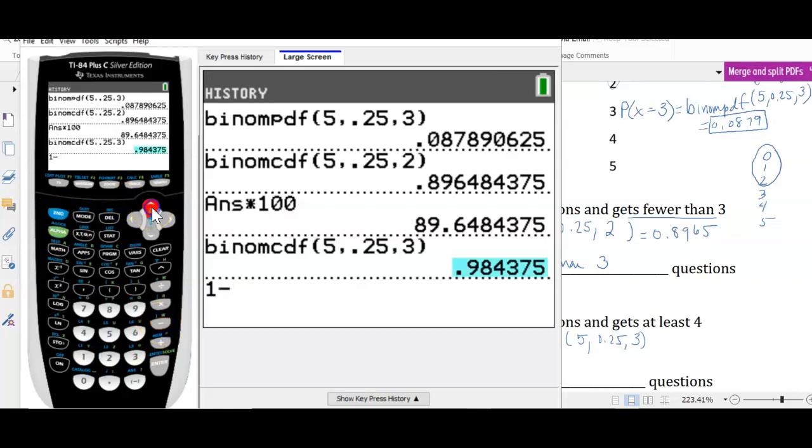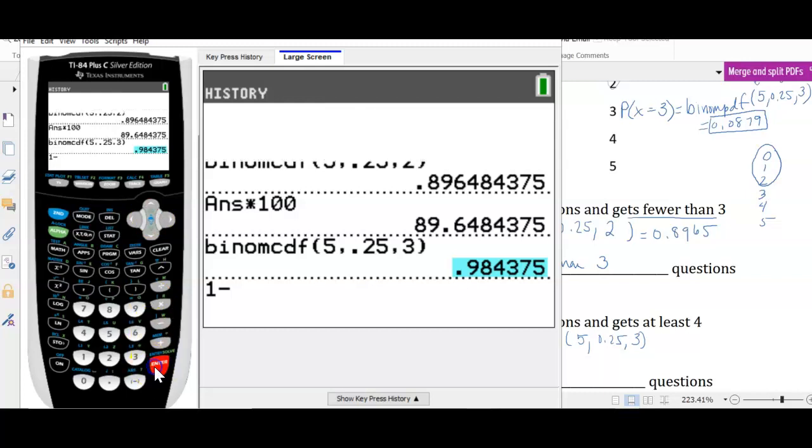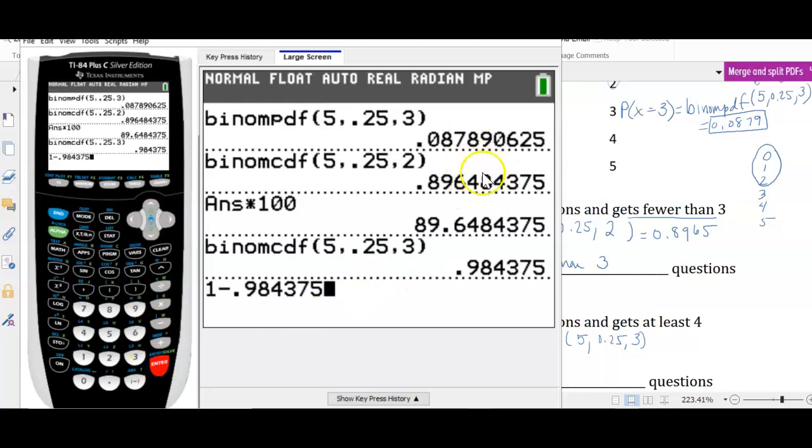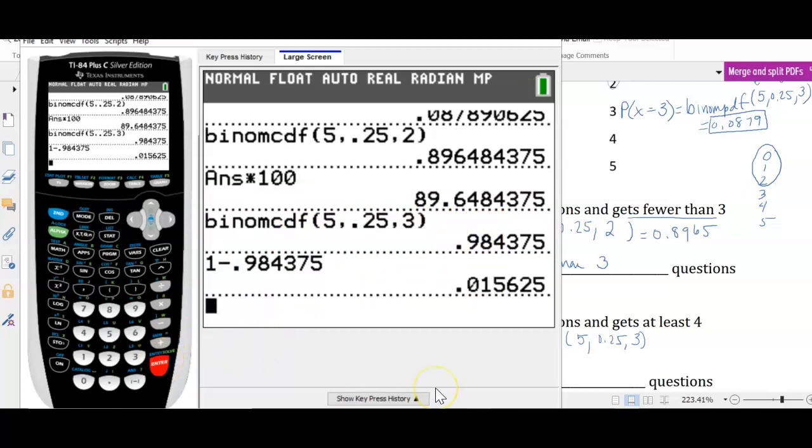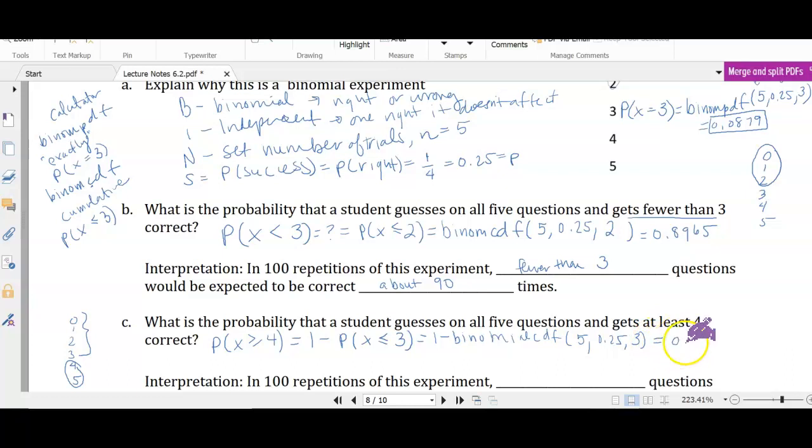If you want to just go through and highlight the one above it and push enter, you can do that for anything that you see above here. You just push enter after you highlight it, and it will copy it down for you. Okay, so you're going to get the answer of 0.0156.